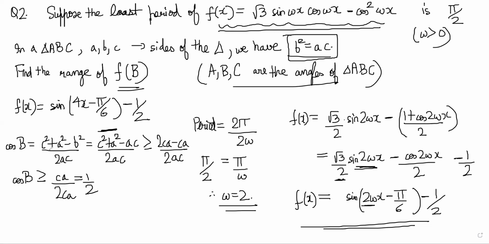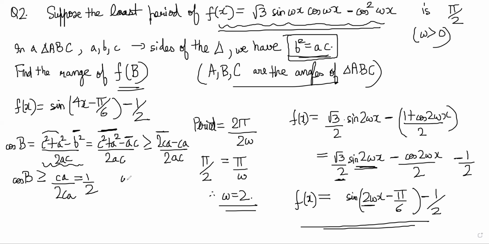How did I get that? By the cosine rule, I have this. I use the fact that b square is equal to AC because that is given in the problem. And then I used the AM-GM inequality to say that c square plus a square will be greater than or equal to 2ca, right?